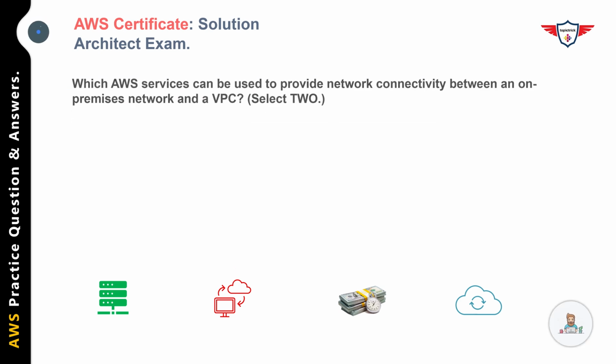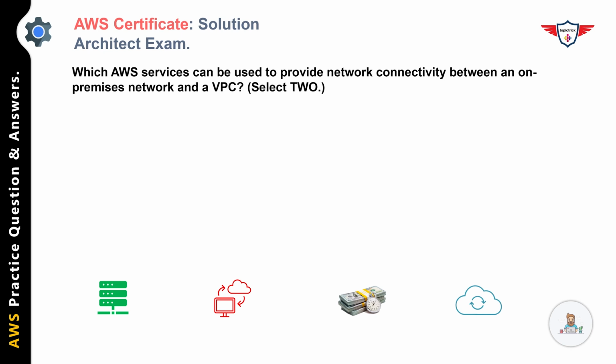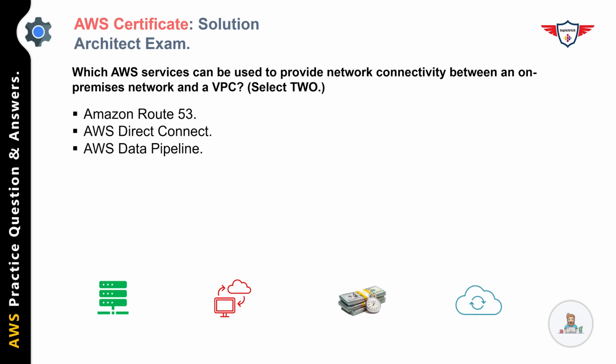Which AWS services can be used to provide network connectivity between an on-premises network and a VPC? And your options are: Amazon Route 53, AWS Direct Connect, AWS Data Pipeline, AWS VPN, and Amazon Connect. And the correct answer is AWS Direct Connect and AWS VPN.